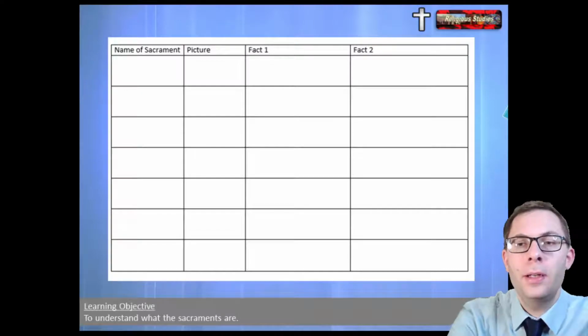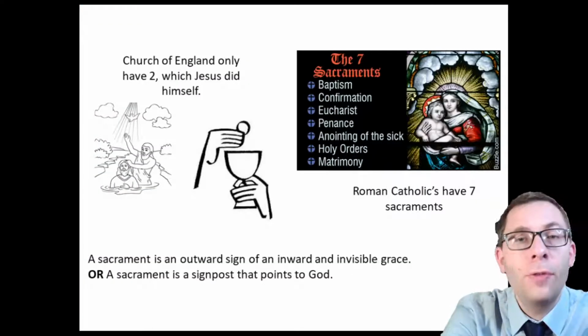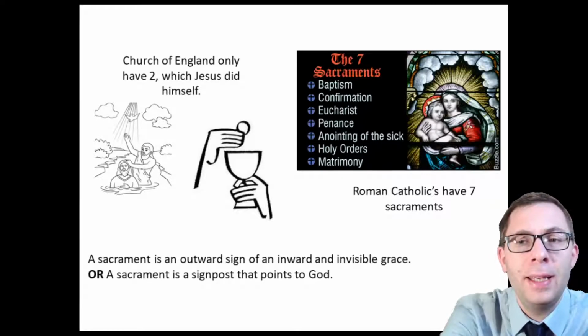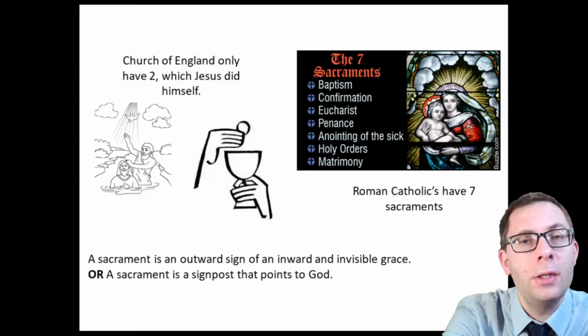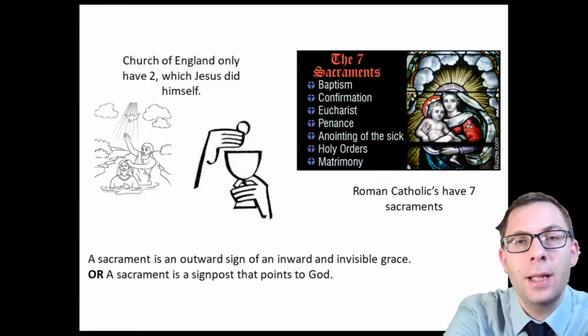Okay, so what I'm going to do now is just go through some facts for you. So before we start on that table, there's some really key information here for you. The first one is that the Church of England, Protestant churches, only really have 2 sacraments, and they say there's only really 2 things that Jesus did with regards to these 7. The Catholic Church has 7 sacraments. Okay, so there's 7 things that Catholics would say teaches about God.